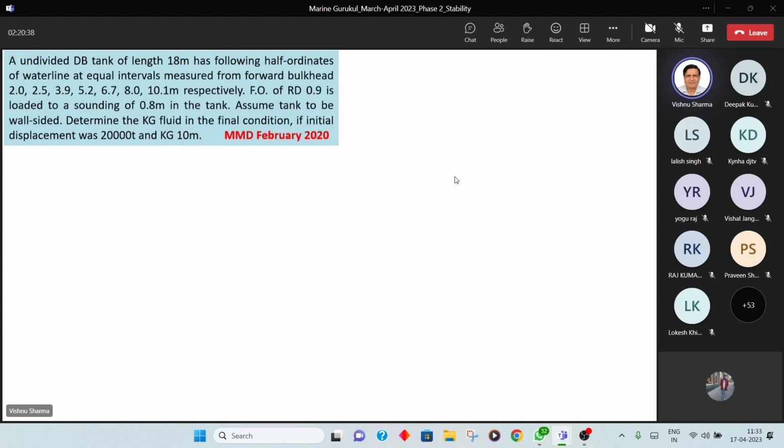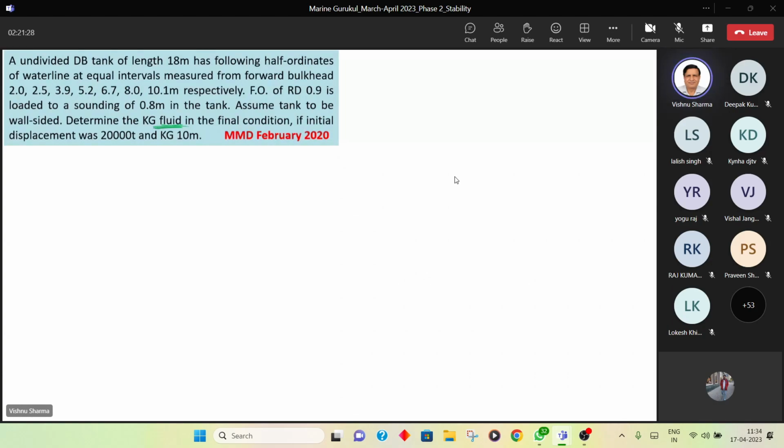An undivided tank of length 18 meters has the following half ordinates of the water line. When half ordinates are given, it is understood that the tank is symmetrical about that particular line, and the other half will be exactly the replica of what is given. Fuel oil of RD 0.9 is loaded to a sounding of 0.8 meters in the tank. Assume the tank to be wall-sided. Determine the KG fluid. It's an MMD question, guys. Please take note of this word, KG fluid, in the final condition if the initial displacement was 20,000 tons and initial KG was 10 meters.